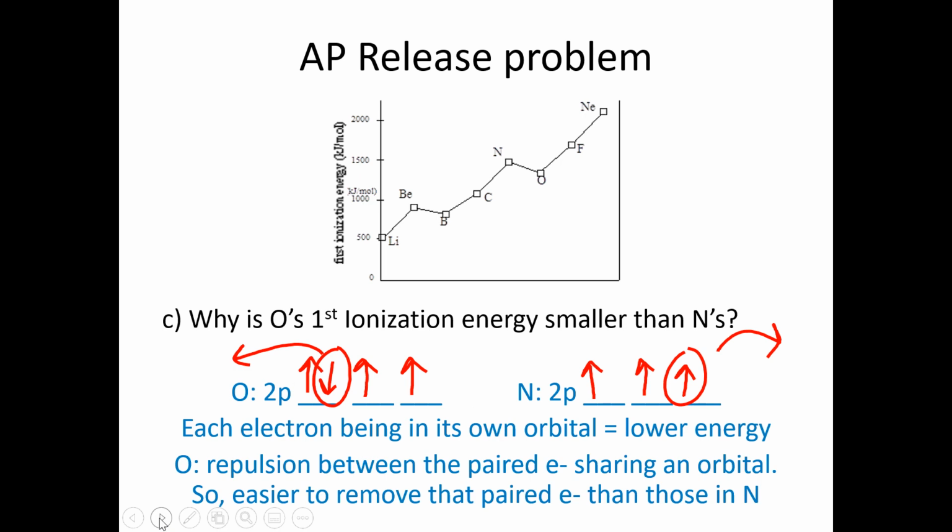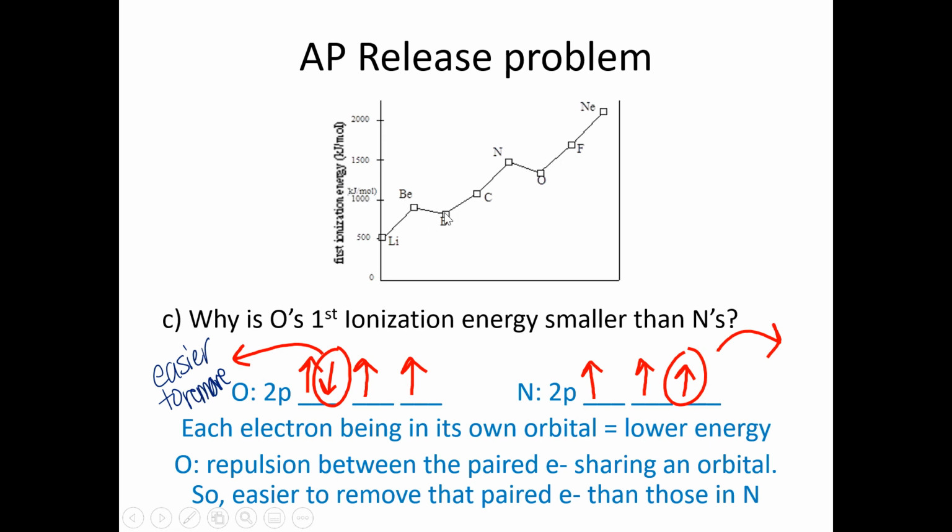And here's another visual saying the same thing. Again, we're removing an electron that is in a shared orbital. These electrons being paired up, they are repelling each other. So this ends up being easier to remove because that pairing, that sharing of the orbital, causes some repulsion. So that's why we see this little dip here going from nitrogen to oxygen.